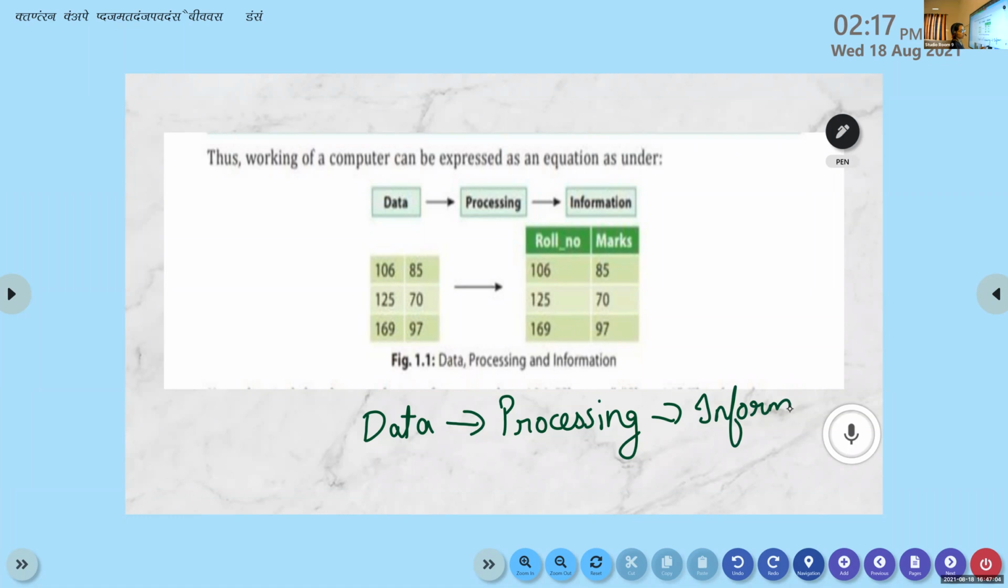So can you just tell me what do you mean by information, or what is data first? These are the examples of data. So what is data? We used to enter data into the computer, isn't it? So what is that?